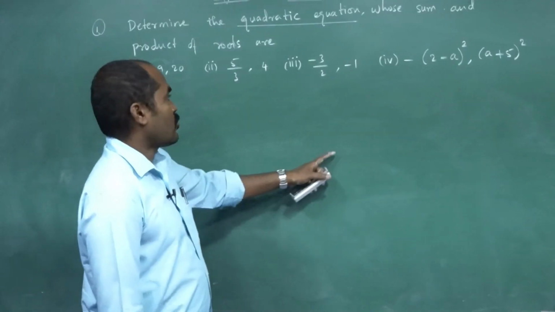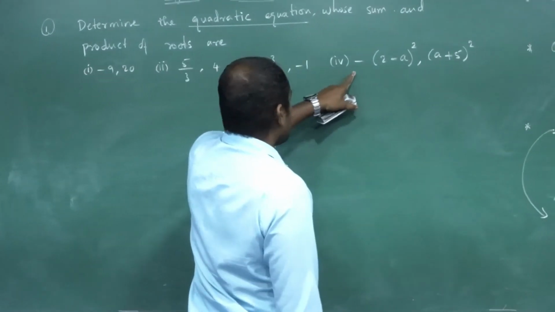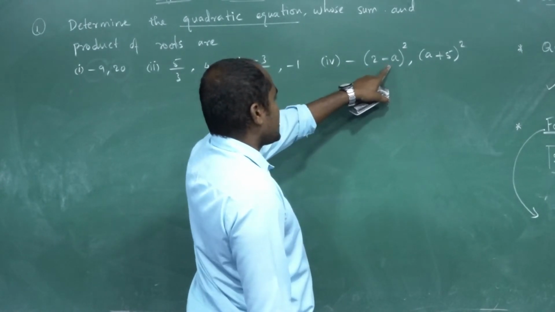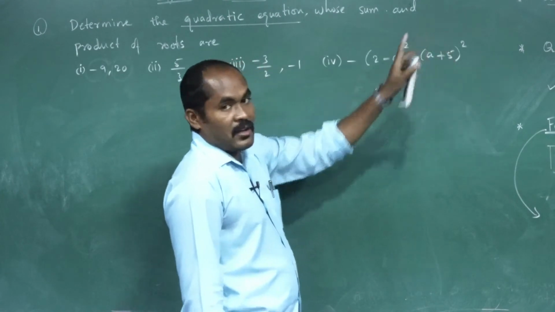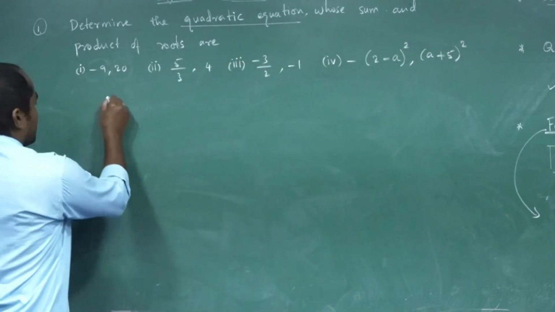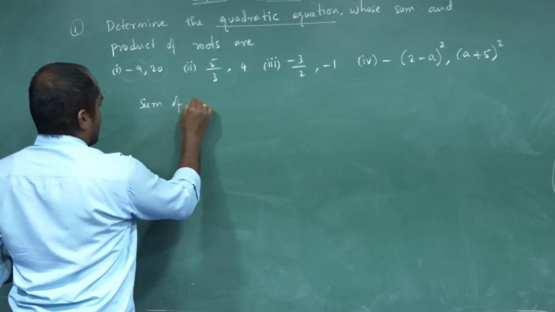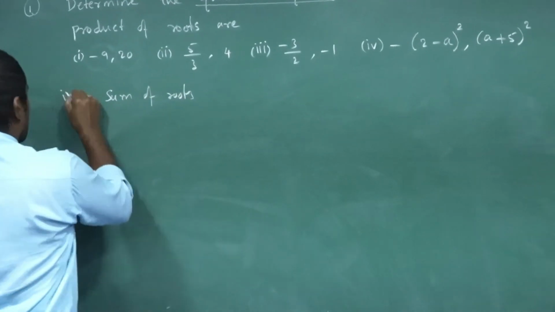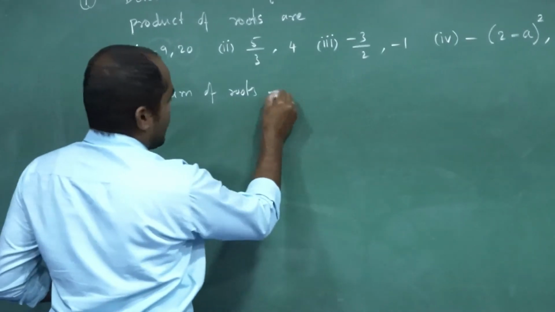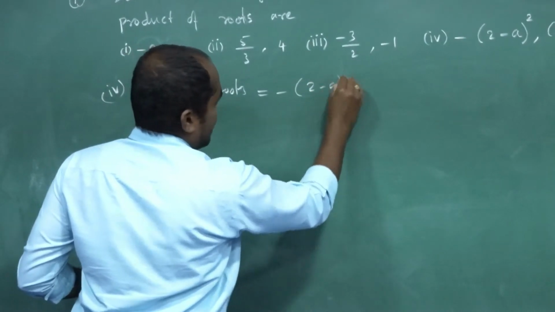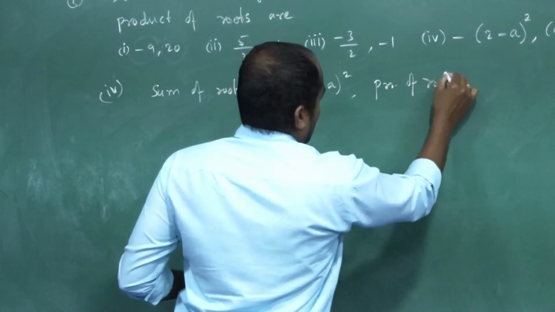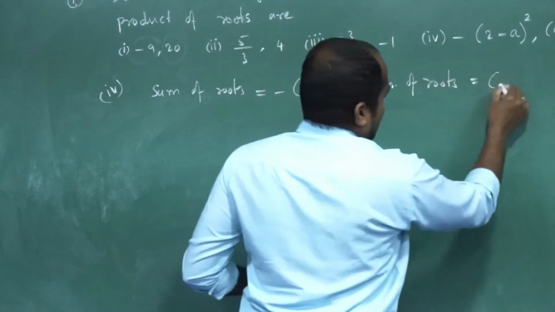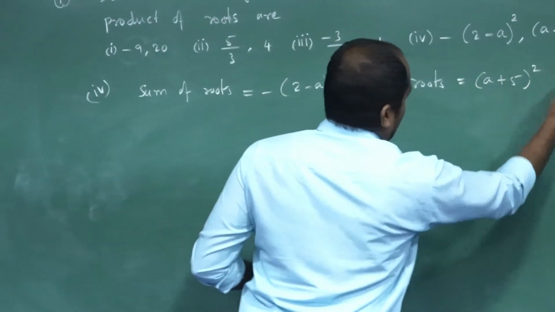So next, the fourth one: the sum of the roots is −(2 − a)² and the product of roots is (a + 5)². So for our fourth question, the sum of roots is given as −(2 − a)², and the product of roots is (a + 5)².